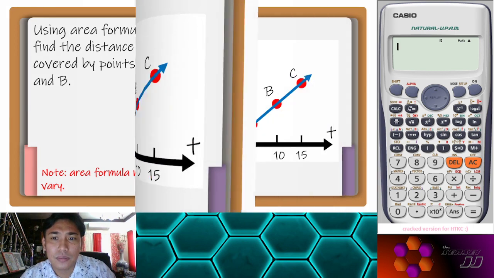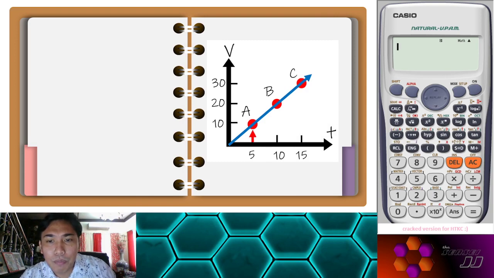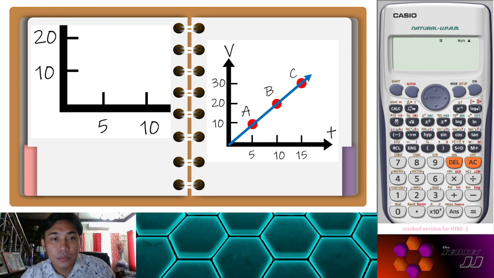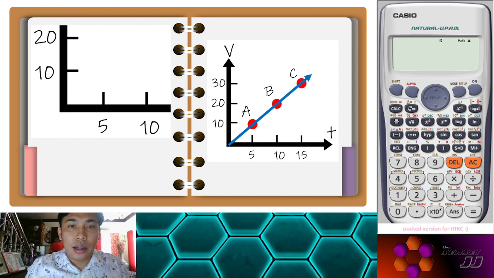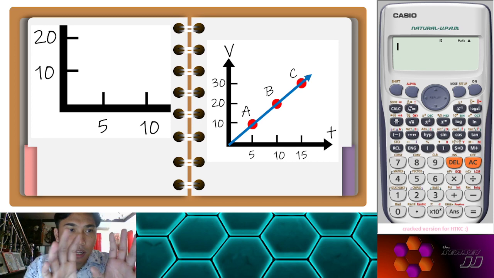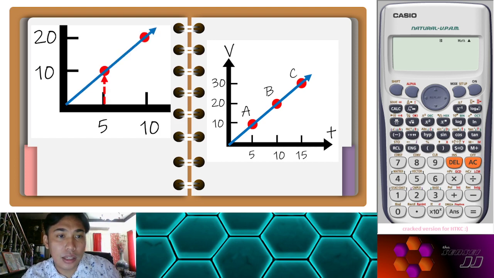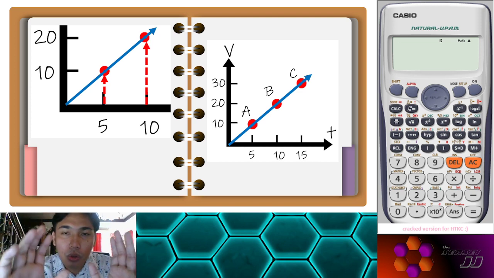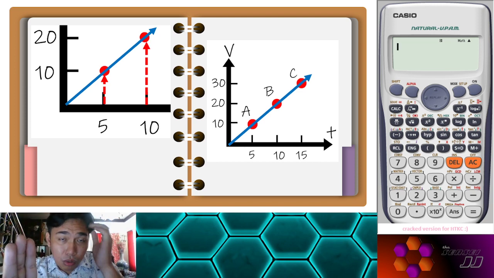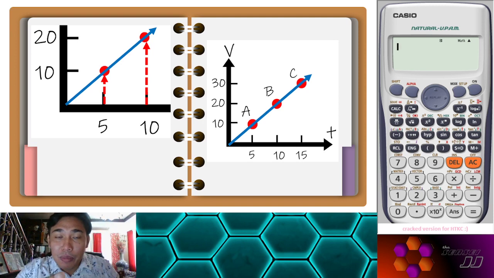Okay, so let's proceed. As you can see, here we have point A and point B. Those are our points, A and B. This is a zoomed out graph. We have point A and point B, still the same. We're not going to take out those lines going up from 5 and 10.